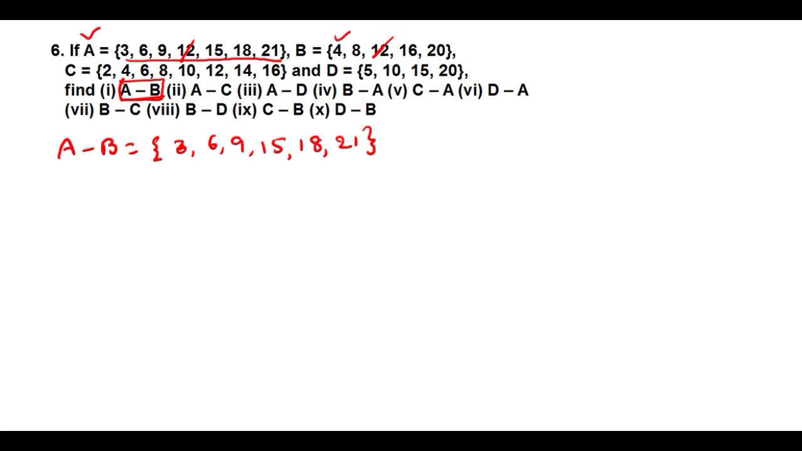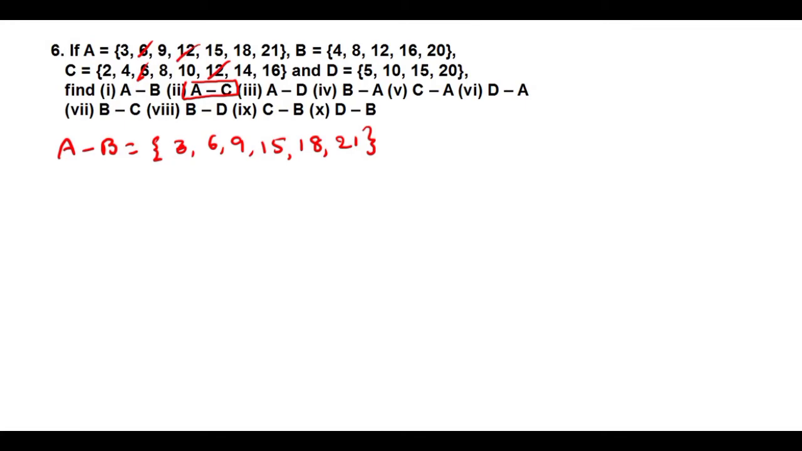B minus and next one A minus C. A minus C mean what we do for A minus C? Just you focus here. A minus C mean now we can compare set A and set C and you can cancel the common element. 6 cancelled. Okay. 2 is not there. 4 is not there. 8 no, but 12 is there again. 12 get cancelled. 14, 16, that's it.